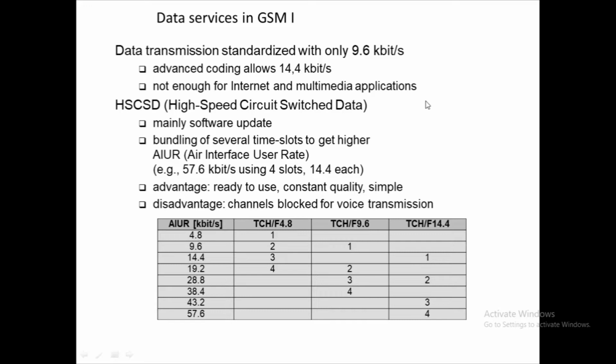To enhance the data transmission capability of GSM, two basic approaches are possible. As basic GSM is based on connection oriented traffic channels, for example 9.6 kilobit per second each, several channels could be combined to increase the bandwidth. This system is called high speed circuit switched data, or in short HSCSD.